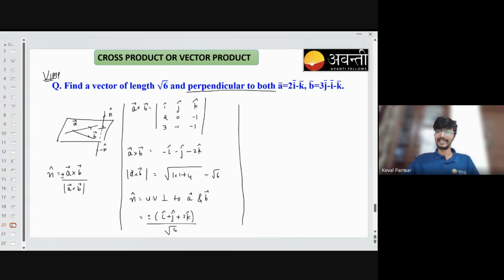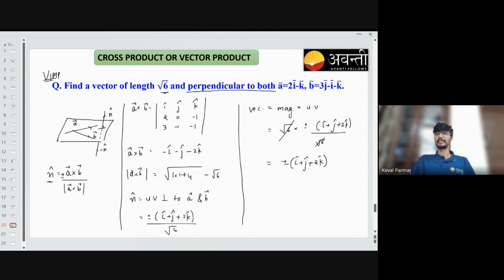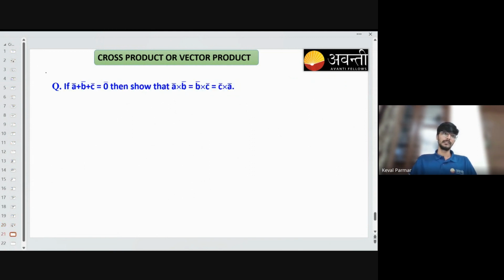Now, my vector, by definition, I know that vector is equals to magnitude into unit vector. So what is the magnitude given? Magnitude is given root 6. And what is the unit vector we just found? N cap. It is plus or minus i cap plus j cap plus 2k cap upon root 6. So here root 6 and root 6 will get cancelled. So my answer is plus or minus i cap plus j cap plus 2 times k cap. This is my answer. Simple. Correct? Let's look at one more question. Yeah. This is also an important question.